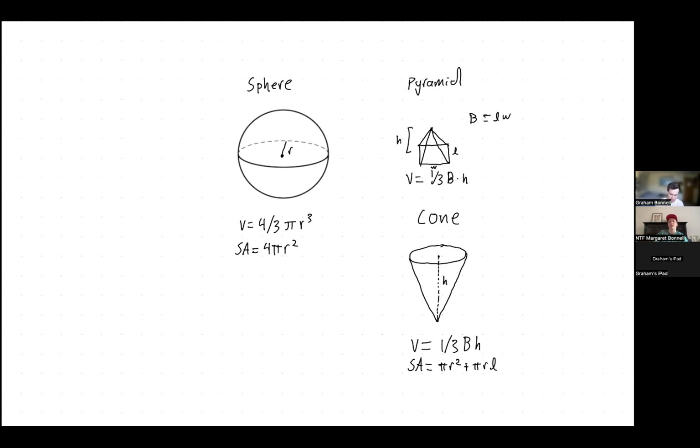What's that lowercase l? Great question. Lowercase l is called slant height. What do you think slant height is, Graham? I think it's that. Hell yeah, it is. I mean, what else could it be? There are very few options. But yeah, there we have it. Cones, done with cones, moving right along.